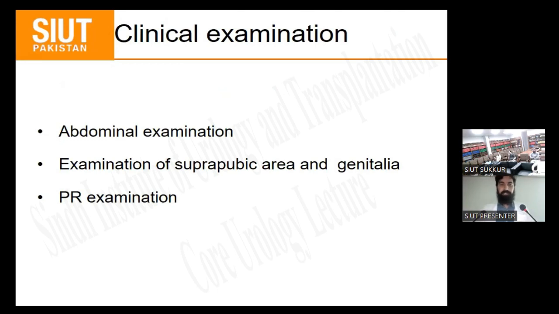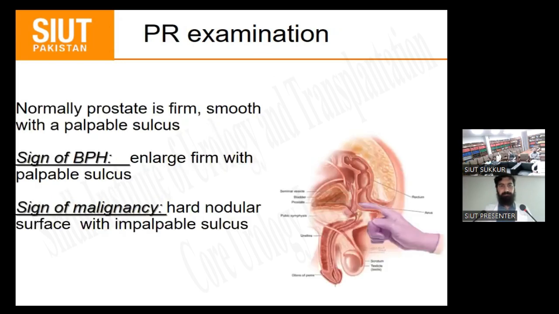Clinical examination: abdominal examination, examination of suprapubic area and genitalia, and rectal examination. PR examination, normally prostate is firm and smooth with palpable sulcus. Signs of BPH: enlarged firm prostate with the palpable sulcus, and hard nodular surface with impalpable sulcus is the sign of malignancy.